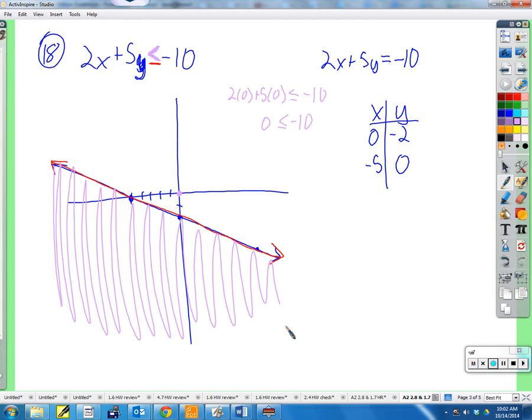When I shade, it looks like there's gaps here. There's not really any gaps. I just don't have time to fill it all the way in. All the points on the line and all the points below the line will make that inequality true. Either a point from the line will make both sides equal, or a point from below the line will make the left side smaller than the right side.